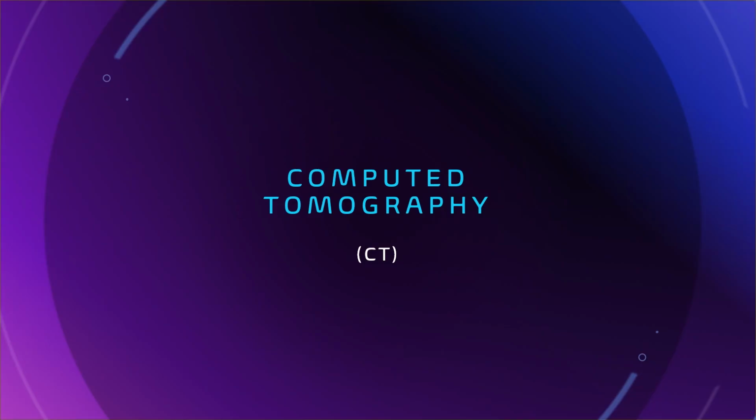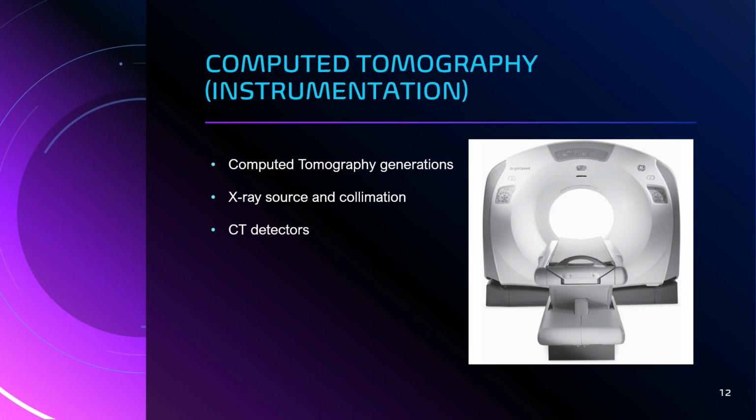Now coming over to our next modality, that is computed tomography, popularly known as CT. Computed tomography is a technology that offers detailed cross-sectional images of the body with remarkable clarity and precision. Unlike conventional X-ray techniques, CT provides a three-dimensional view, allowing clinicians to visualize internal structures in great detail. The instrumentation of computed tomography basically contains similar components as we discussed in projection radiography.